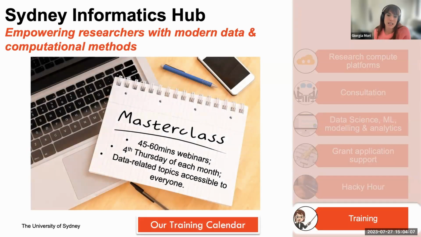And we offer training in different formats. You can have a look at all the different training we offer in our training calendar. Our masterclasses take place on the fourth Thursday of each month and are 45 to 60 minute webinars with the aim to make data-related topics accessible to everyone, regardless of any technical background. Working with data is not just for experts, and we'd like to help you understand what the necessary skills are for being successful in your research.